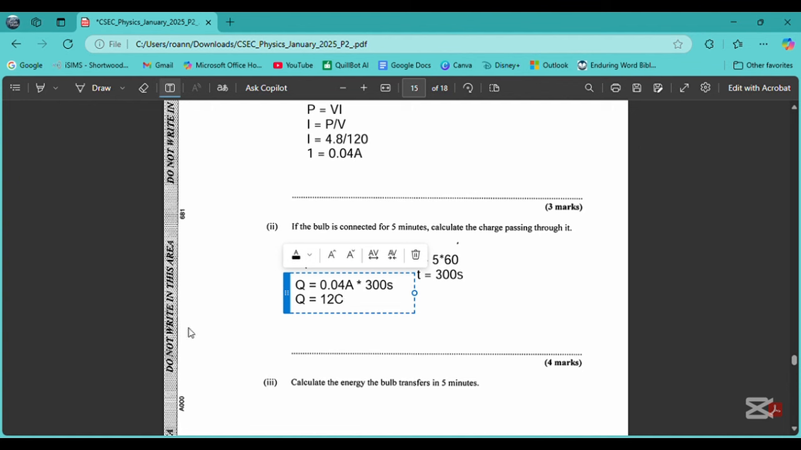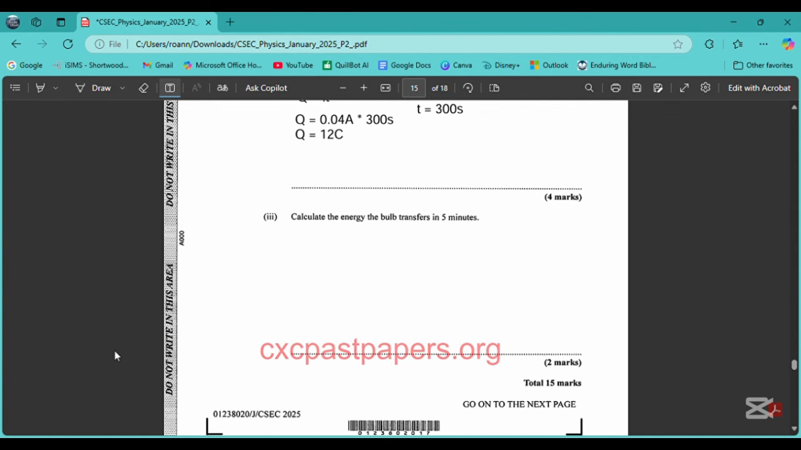If you were to put that Q is equal to 12 As, you might lose half a mark because charge is normally and commonly measured in coulombs, but As is not an incorrect formula because 0.04 times 300 As would be 12 As. But instead of saying As, we work with coulombs. And we move to question III.